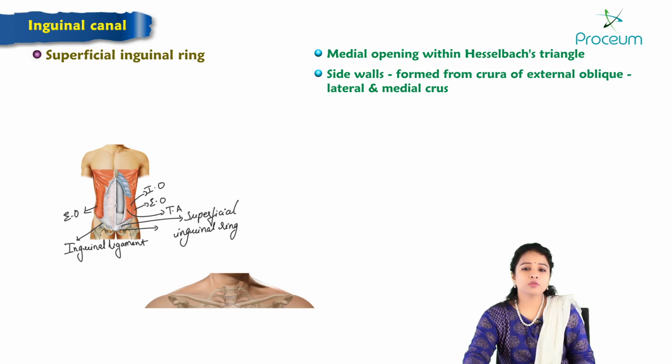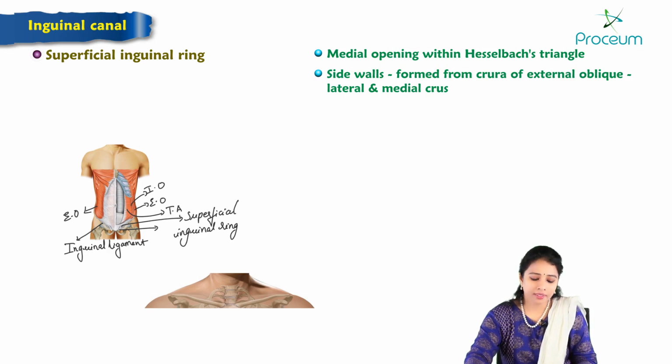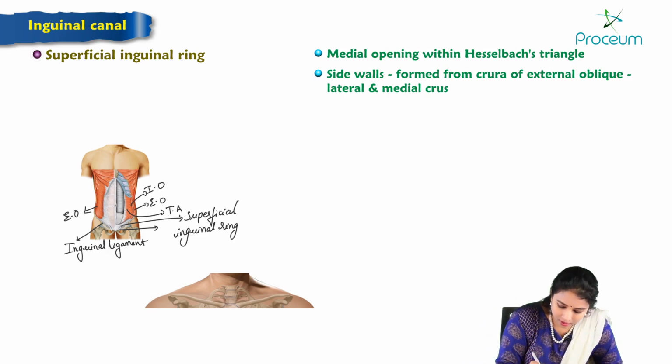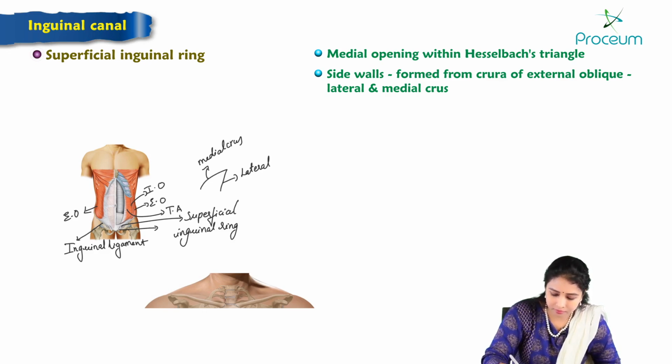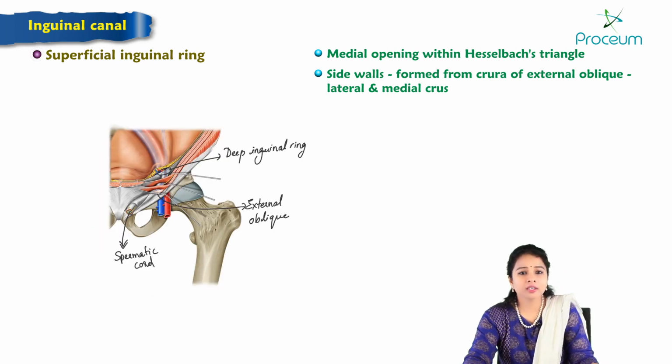The side walls of the superficial inguinal ring are formed from the crura of external oblique, known as the lateral and medial crus. The external oblique muscle makes a crus on each side, called the lateral and medial crus. So the superficial inguinal ring has the lateral and medial crus, which are formed by the external oblique muscle.